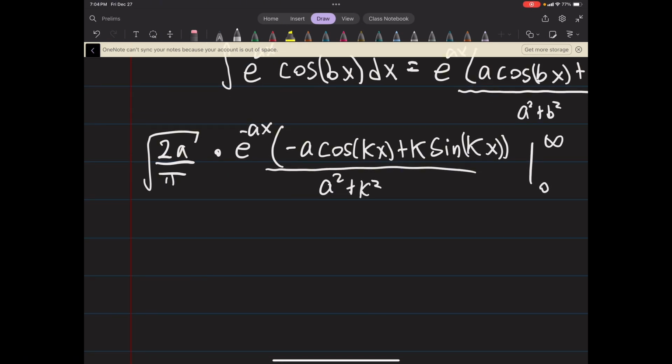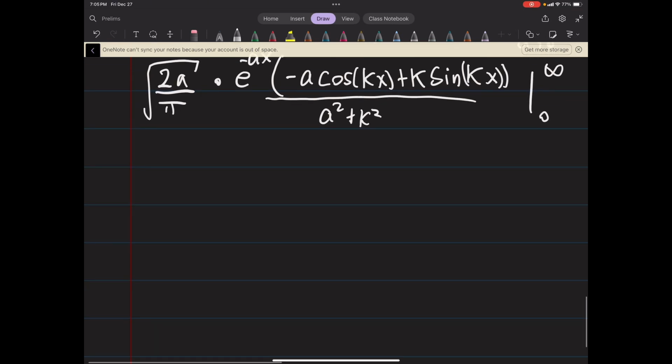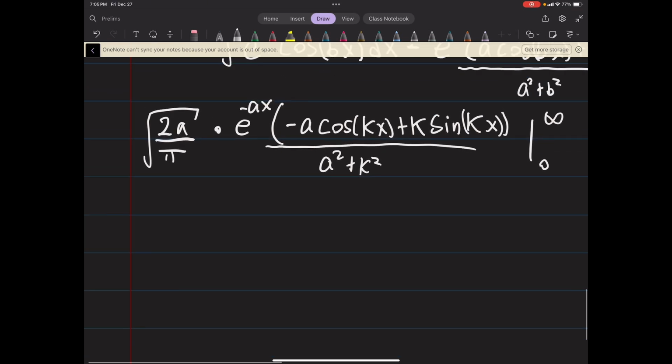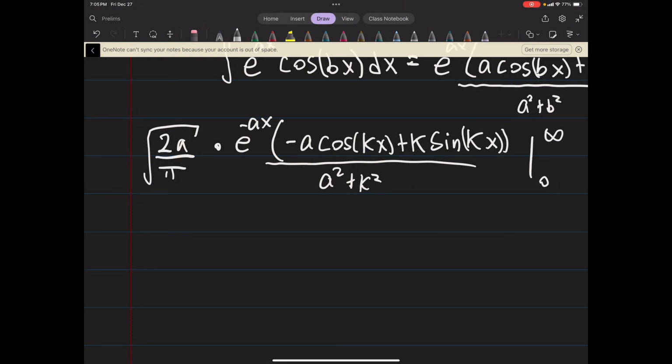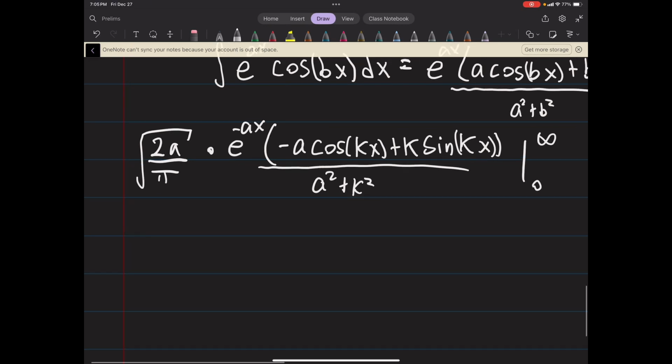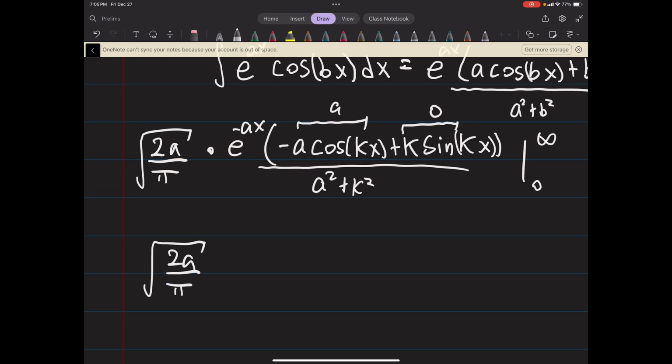So if you plug in infinity, you'll have e to the minus infinity, so it's going to go to 0. But if you plug in 0, our e to the 0 is just 1, and because that's our lower bound, there'll be a sign change, right? And this will be 0, and this will just be a. So 2a over pi, square root, times a over a squared plus k squared. Okay, so that is part B.